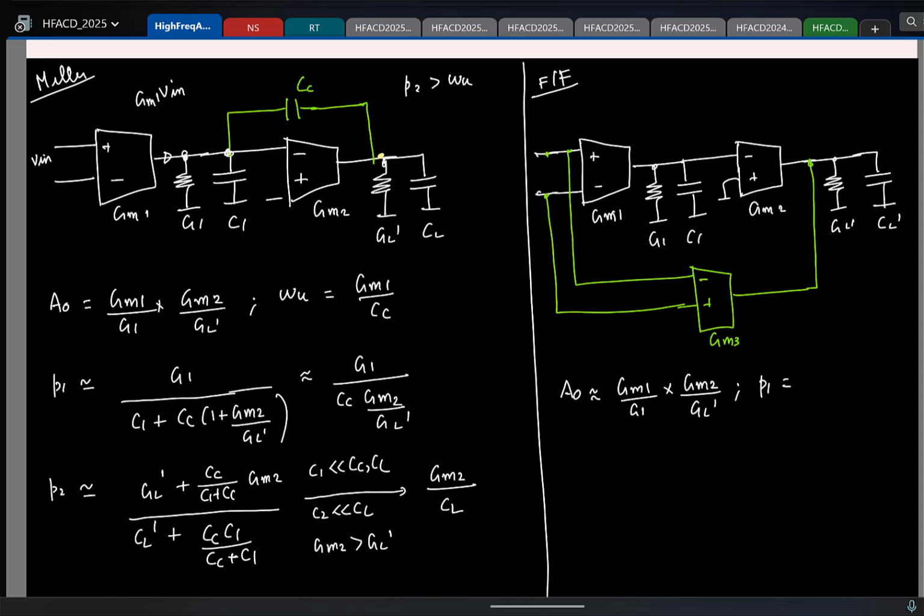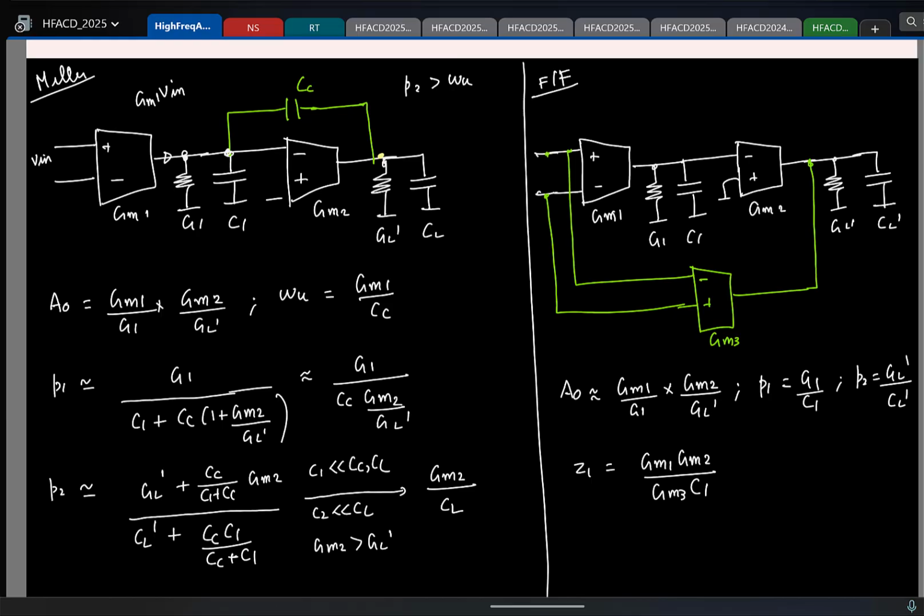Again, remember, for pole calculation you make the input 0. The moment input is nulled, GM1 is not active, GM3 is also not active, these two are not there. So you just have these two RC sections. They are coupled or not coupled? Not coupled. So what are the pole locations? G1 by C1 and GL prime by CL prime. Now we also have an LHP 0. And where is that 0 located? What was the location? Do you remember? Yeah, very good. GM1, GM2 by GM3 times C1.